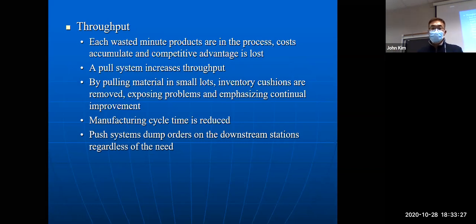So many times, like cycle time, run time, waiting time, setup time, and so on. So try to reduce all time. So with each wasted minute that products are in the process, cost accumulates and comparative advantage is lost. So waste makes comparative advantage lost. And then a poor system increases throughput. Poor system sometimes because we don't have a part, so we order and then pull, wait like that. So sometimes the pull system increases the throughput time.